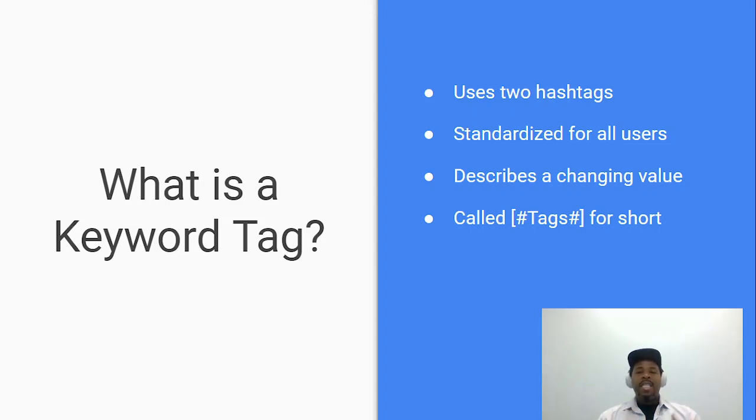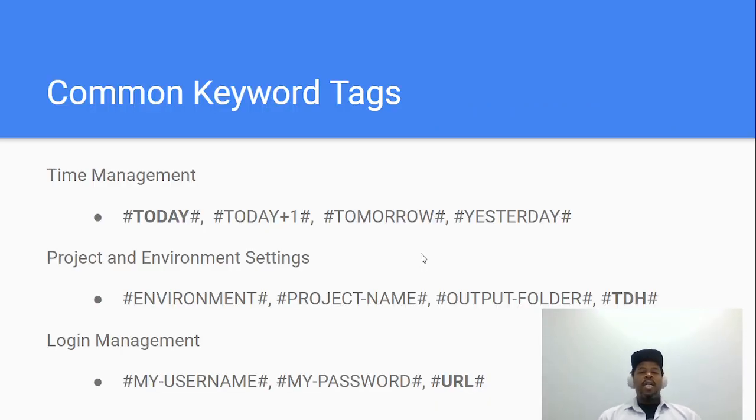And it's a standardized, commonly used keyword, and it describes a changing value. And it's called tags for short. So if you hear me say use a tag there, what tags are you using? I'm referring to a keyword tag. So what does a keyword tag look like? Well, there are actually more than this in terms of common keyword tags, but in my opinion, this is the most popular that I've used on projects. You might use other keyword tags. You can also create your own keyword tags. But the common keyword tags would be time, project settings, and login management.